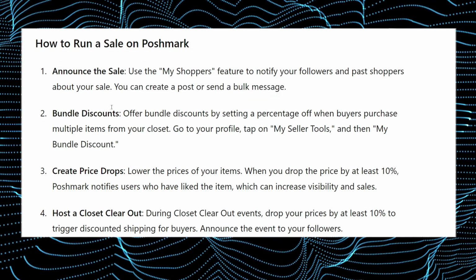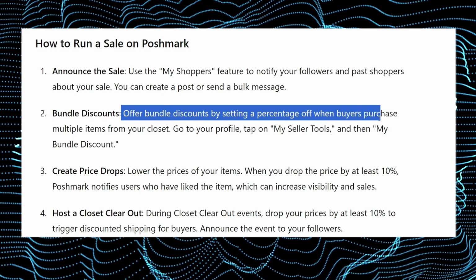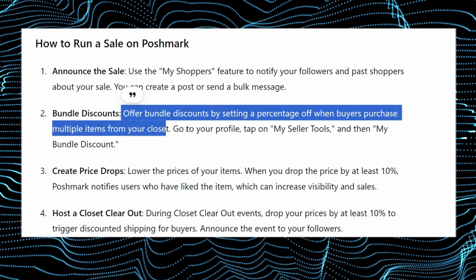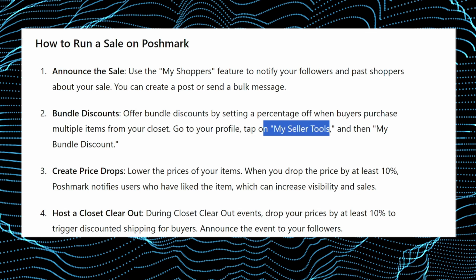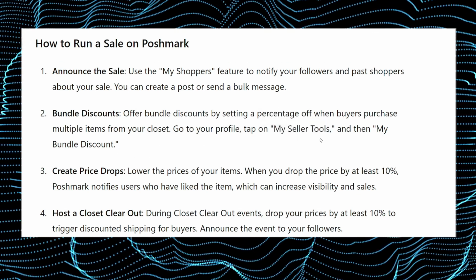Now, the second step is bundle discounts. Offer bundle discounts by giving a percent off when buyers purchase multiple items from your closet. Go to your profile, tap on My Seller Tools, and then My Bundle Discount. You will be able to create it from this page.